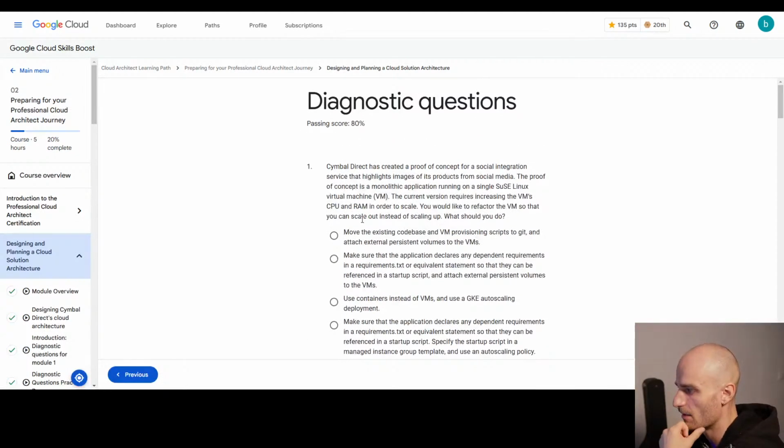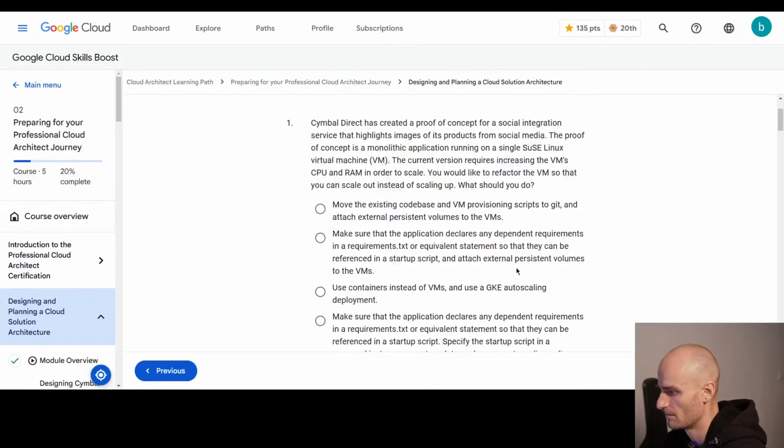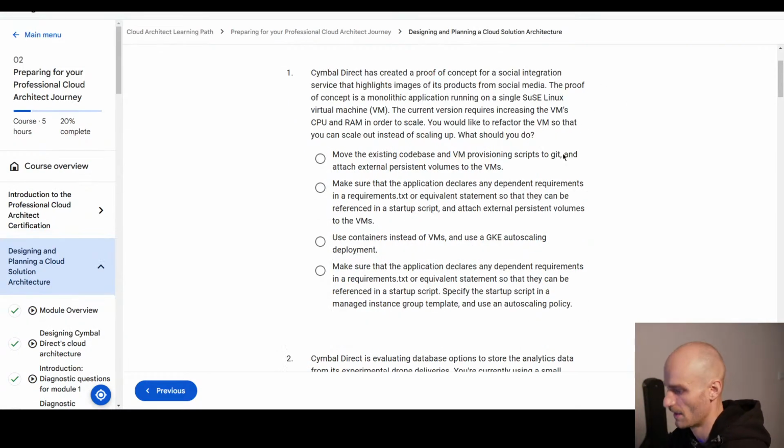We have this diagnostic question. Passing score minimum is 80%. So let's see. Okay, I think you can see really good like this. Let's see if like this it's even better. Yeah, I think so.